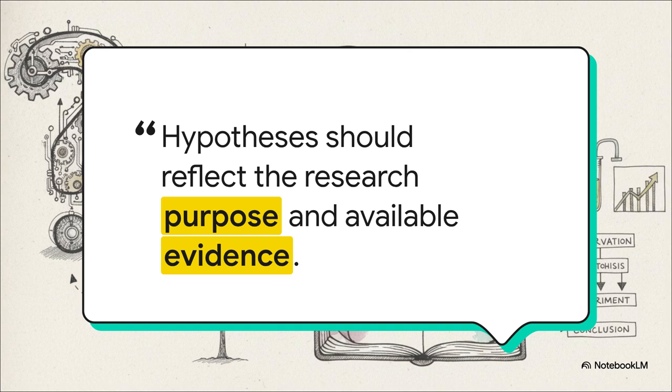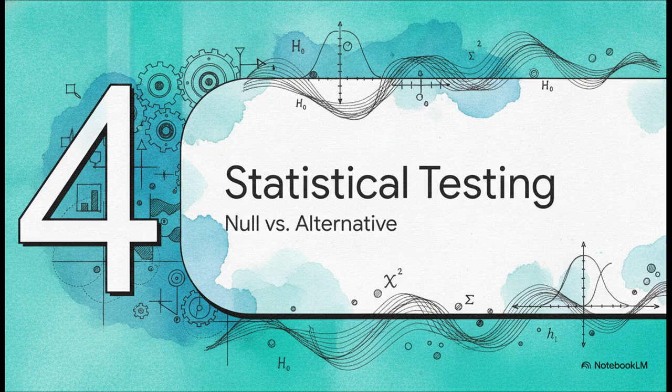Doing this prevents you from accidentally biasing your own research from day one. Now, what's really interesting about this next grouping is how it forms the actual basis for mathematical evaluation in quantitative research. Section 4, by statistical testing.